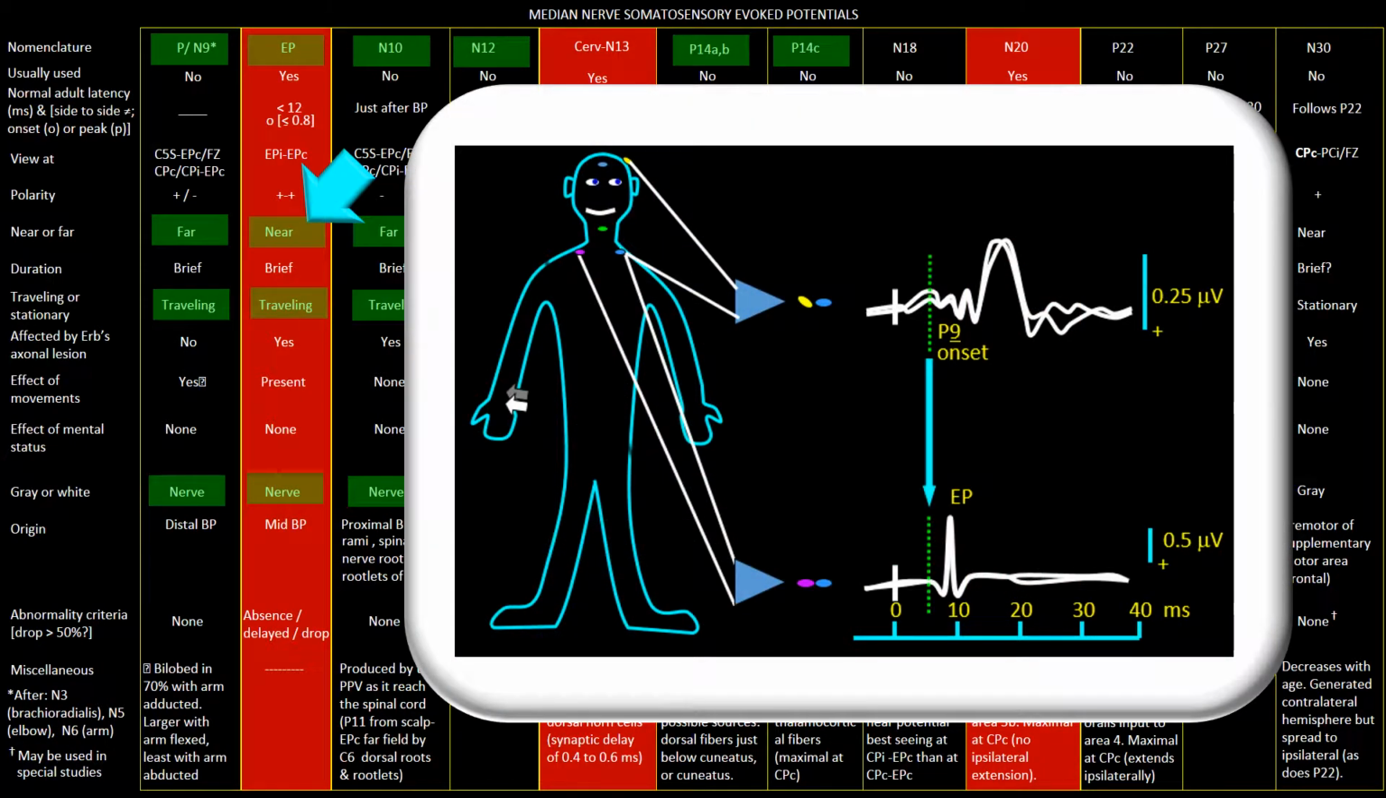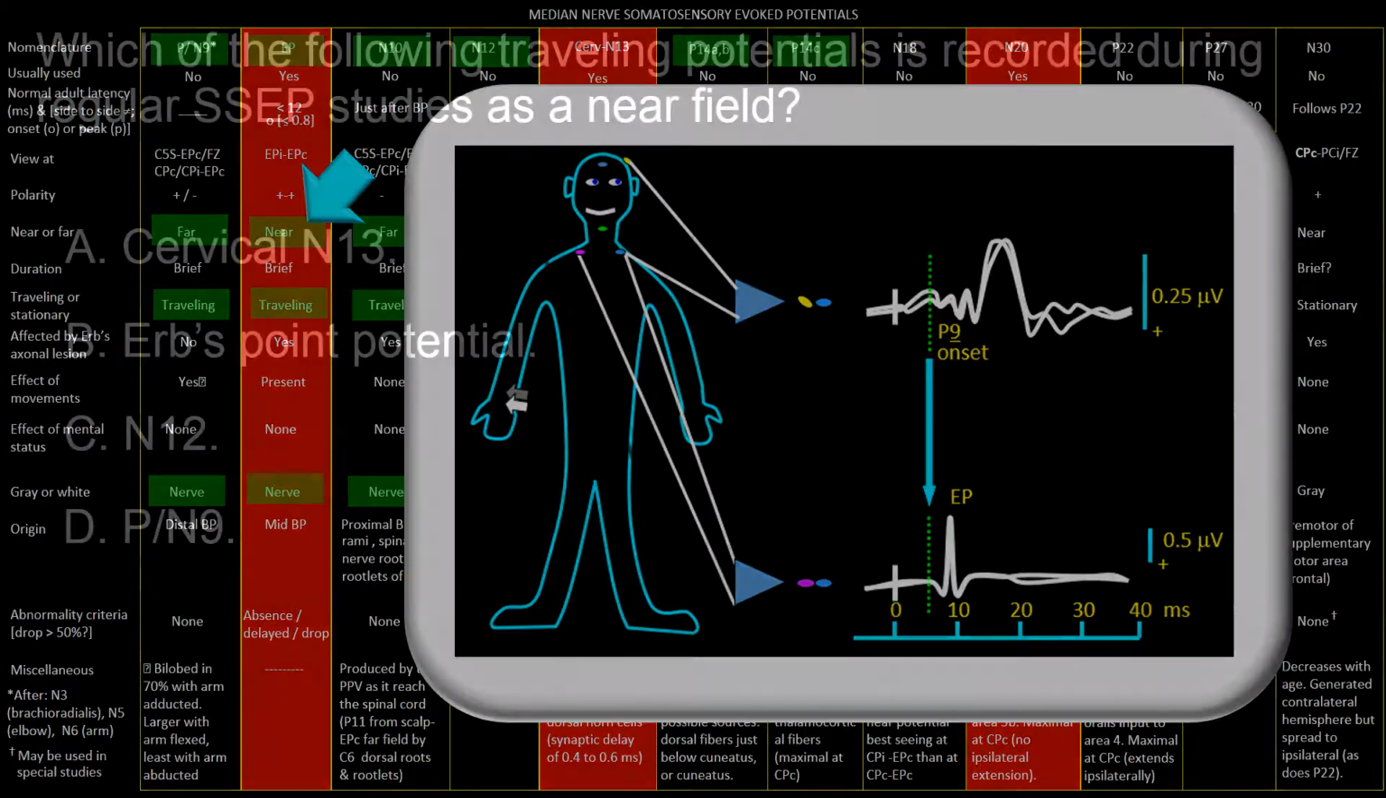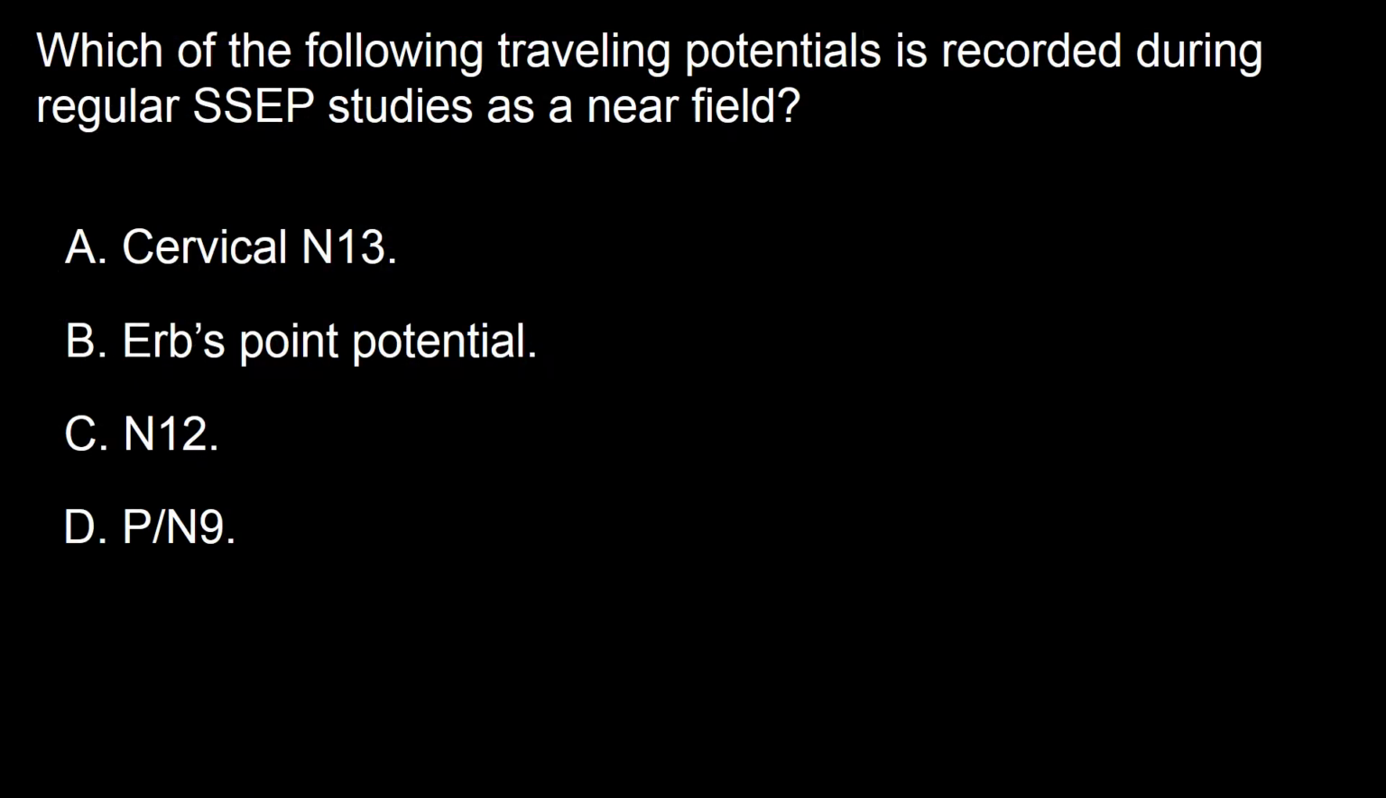In this frame, I have introduced two frequently used derivations to highlight the relation between P-N9 recorded from the contralateral scalp to the contralateral Erb's point and the Erb's point potential recorded from the ipsilateral Erb's point to the contralateral Erb's point. So the answer to this question is B.